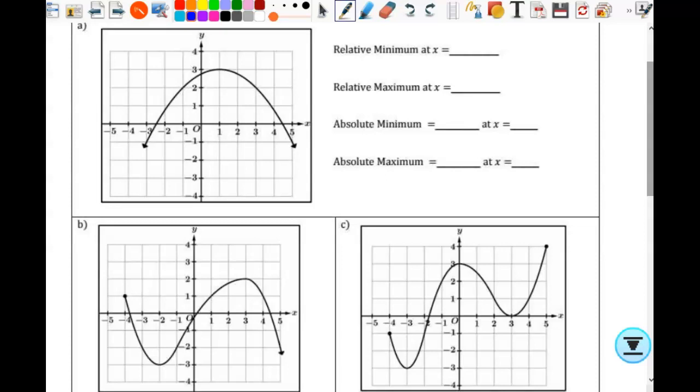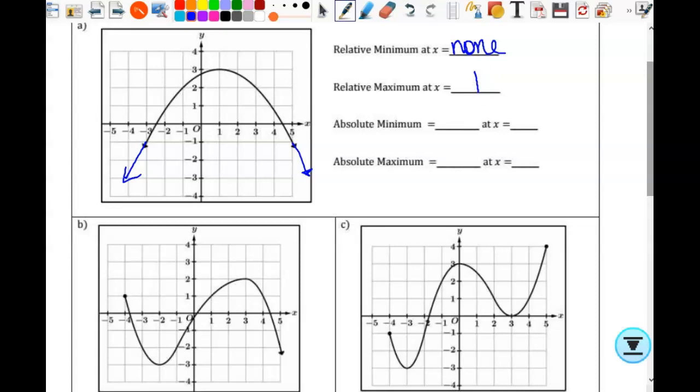What do you think about the relative minimum here? None, yeah? We don't have any, right? Because it only has one turning point, and then these go down to the infinities, so this would just be none. Good. Relative maximum, where? At 1. Make sure you're giving the x value and not the y value for the location.